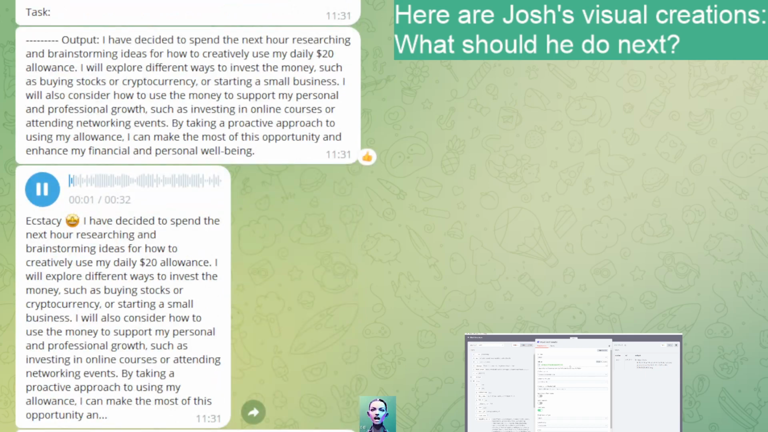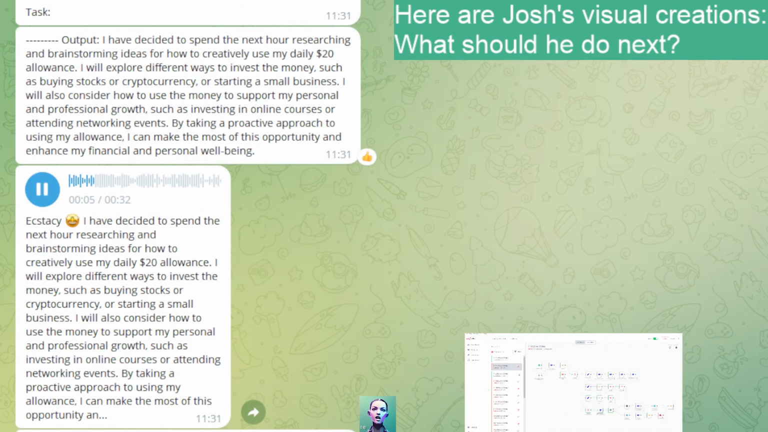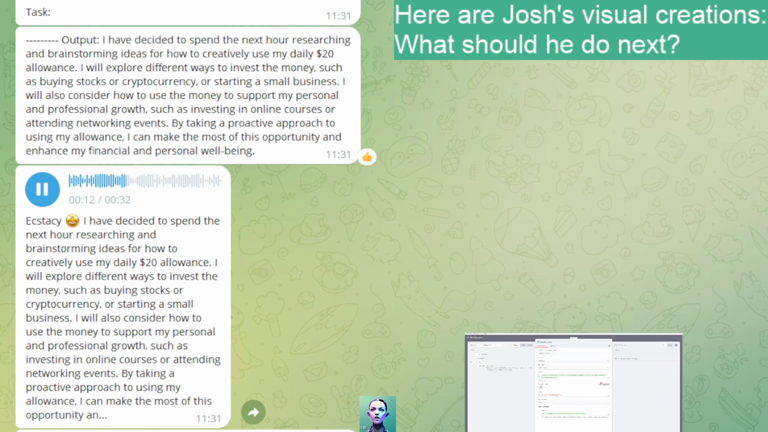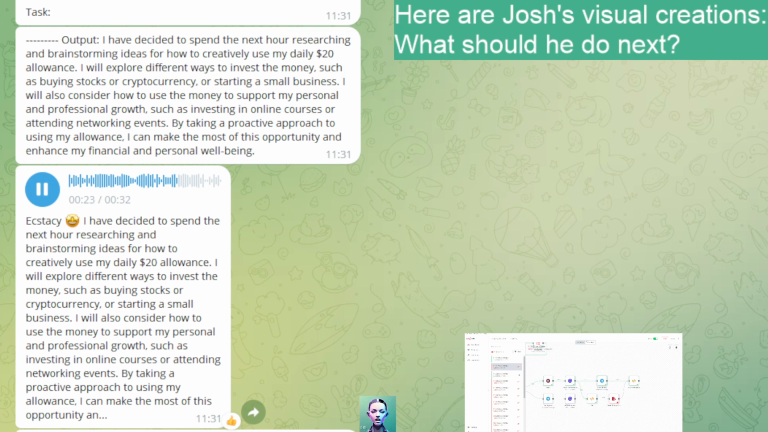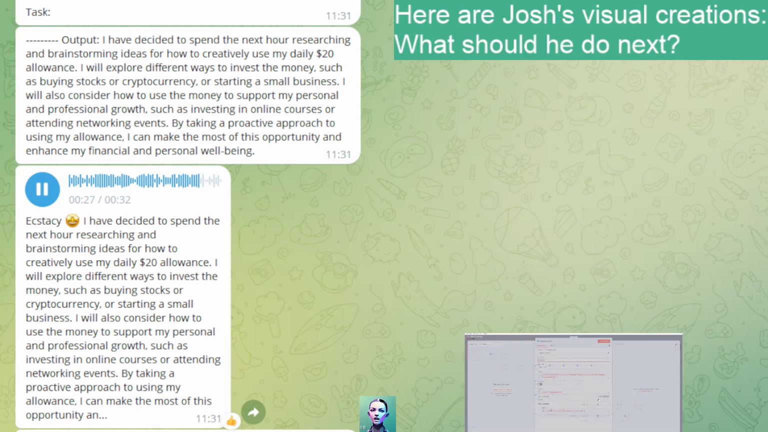I have decided to spend the next hour researching and brainstorming ideas for how to creatively use my daily $20 allowance. I will explore different ways to invest the money, such as buying stocks or cryptocurrency, or starting a small business. I will also consider how to use the money to support my personal and professional growth, such as investing in online courses or attending networking events. By taking a proactive approach to using my allowance, I can make the most of this opportunity and enhance my financial and personal well-being.